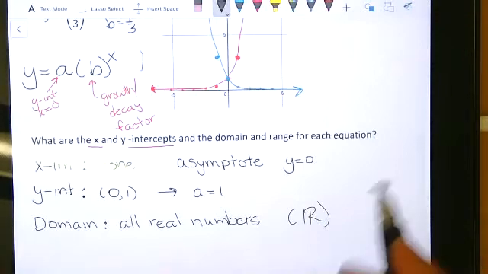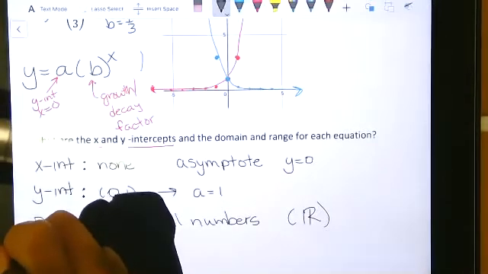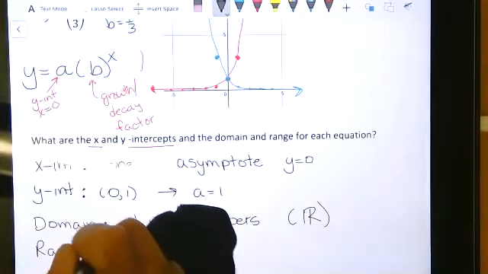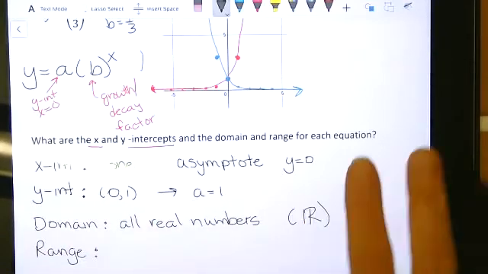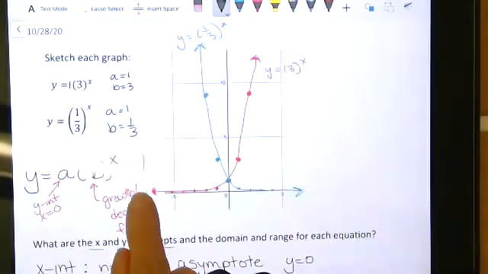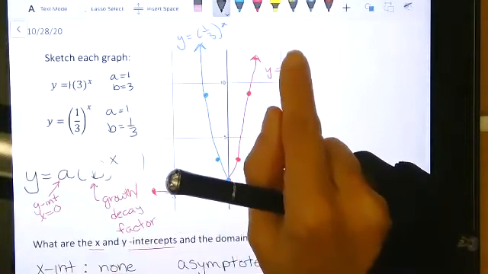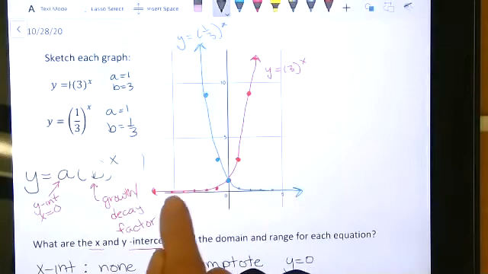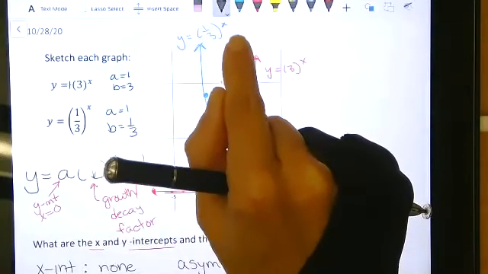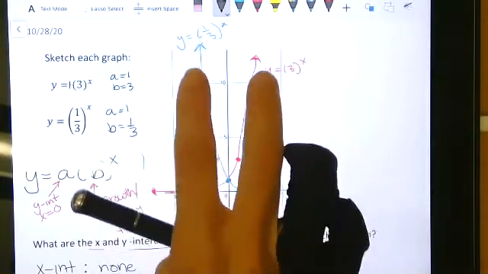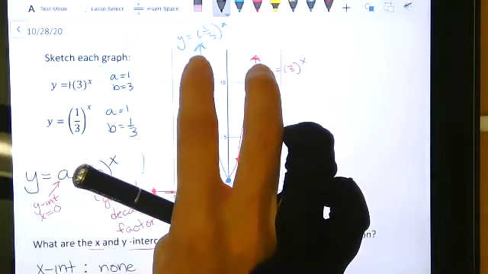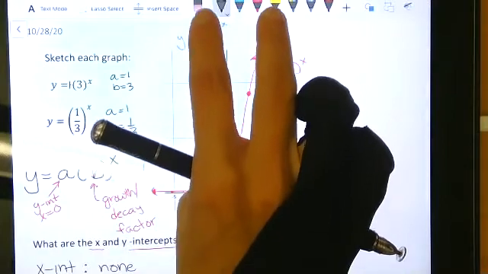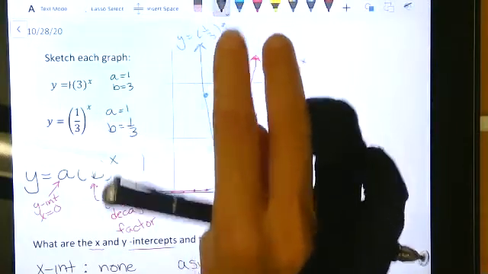Okay, range. Okay, so domain is the x's that go from left to right. The range are the y's that go from the bottom to the top. So top, if you look at both of these, they have arrows. So that means both of the ranges are going to go forever up towards infinity.